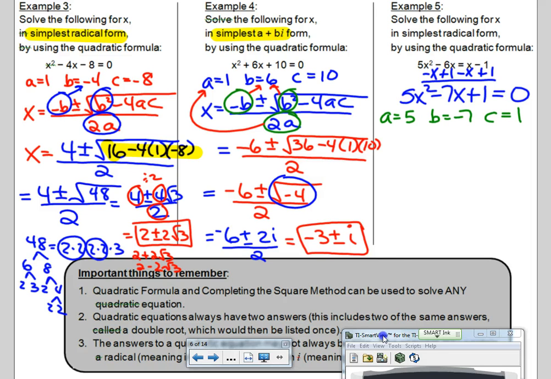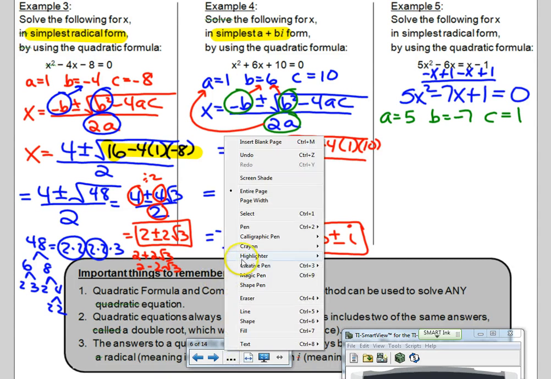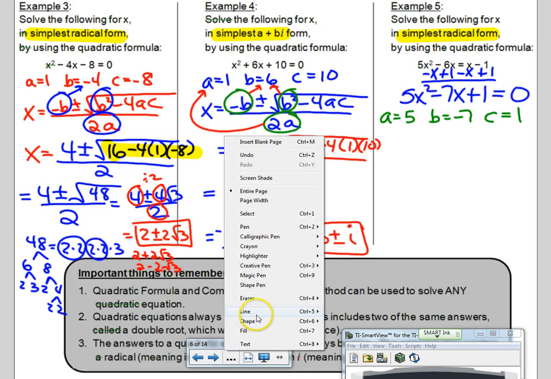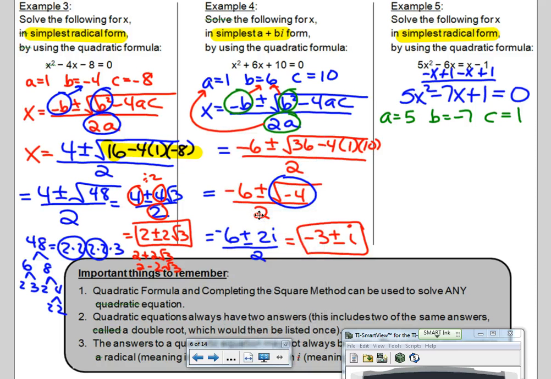Oh, and then before I begin, I didn't read the directions. The directions say that we're going to have our answer in simplest radical form. So we know it's not going to be pretty answers. We know we're going to have a radical, and it doesn't indicate i's, so we should get a positive number under the radical. All right, writing down my formula.